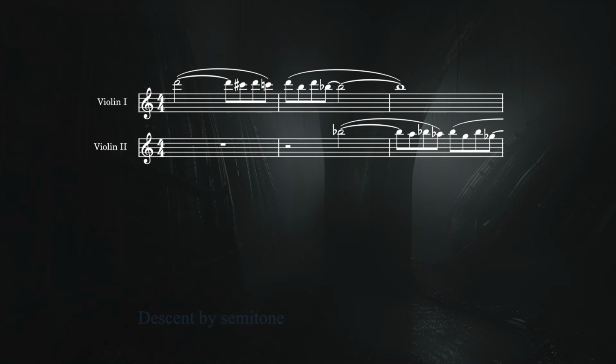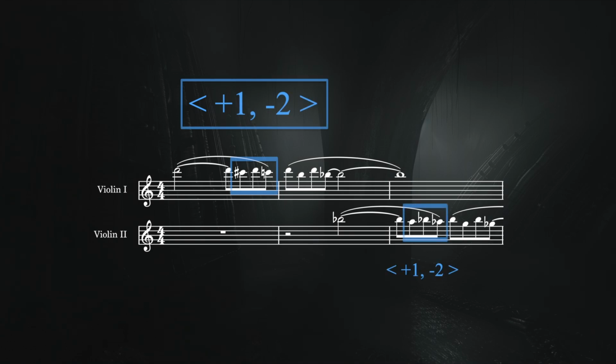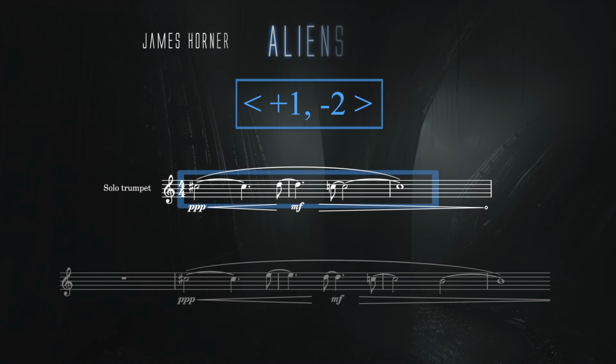Let's instead focus on the first 3 quick notes as a motivic unit. Then the interval series is +1 -2, and that little motive becomes thematic throughout the rest of the movie. I'll give a couple ways that Horner works with it. To get it in your ears, here it is on trumpet once, followed by a simple development, adding more notes to it.